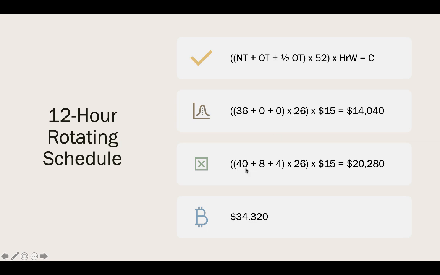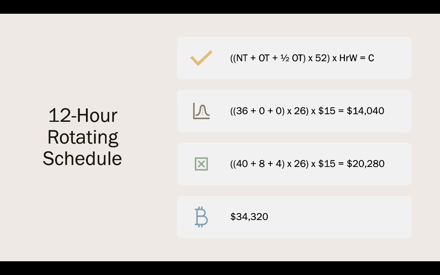The other 26 weeks I am in overtime, so I've got my 40 hours of normal time, I've got 8 hours of overtime, and then since we want to calculate time and a half, we take half of my overtime hours and add that in on top of it, so I've got 4 extra hours added in, multiplying that by 26 weeks again, and $15 an hour. So for half the year, half of my weeks, I'm making $14,000. For the other half, other 26 weeks, I've got a little over $20,000.